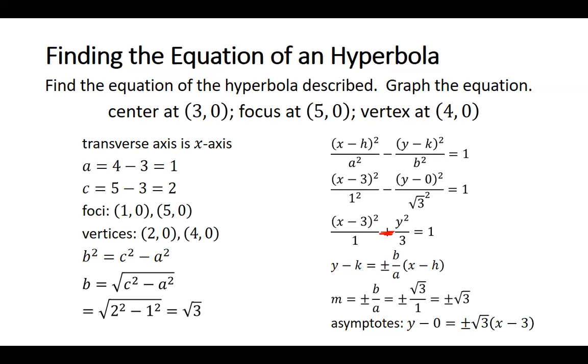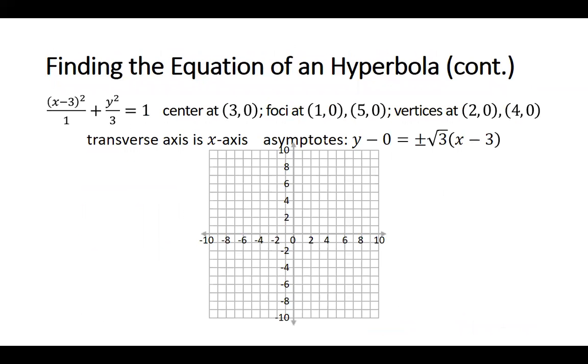And now I'm going to move the pertinent information to the next page so we can graph it. So x minus 3 squared over 1 minus y squared over 3 is equal to 1. Center at 3, 0, foci at 1, 0 and 5, 0, vertices at 2, 0 and 4, 0. Transverse axis is the x-axis, and the asymptotes are at y minus 0 is equal to plus or minus the square root of 3 times x minus 3. You don't necessarily have to leave that 0 in there, the y minus 0. I do at times just because it reminds me where the center is on it, but you don't have to.